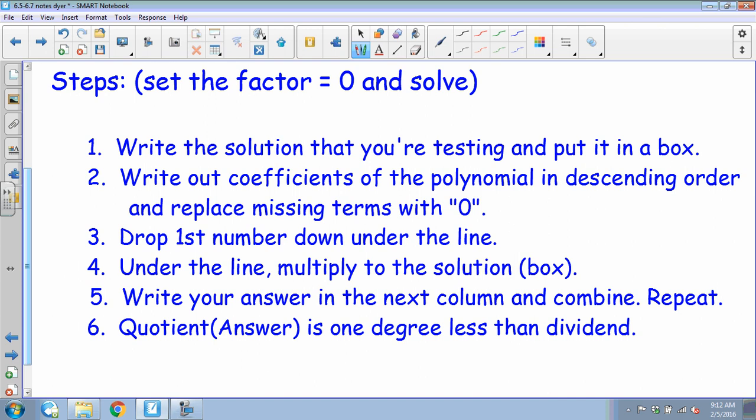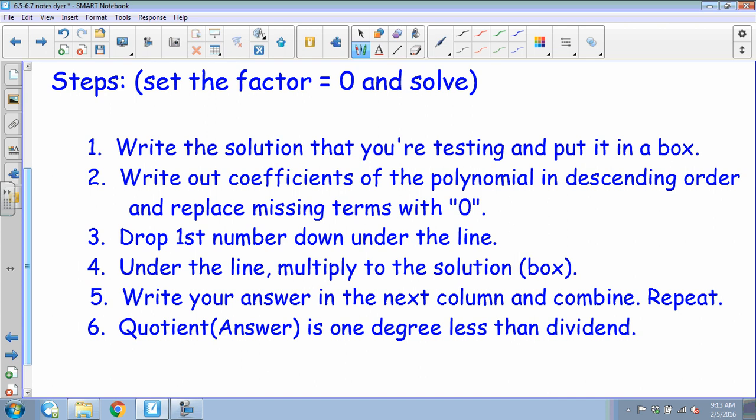What we're saying is we're checking this solution. Because once we divide, if we get a remainder of 0, then that means it was a factor, which means that it was a solution. If you don't get a remainder of 0, then it was not a factor, and it is not a solution to that equation. Okay? So write the solution that you're testing and put it in a box.